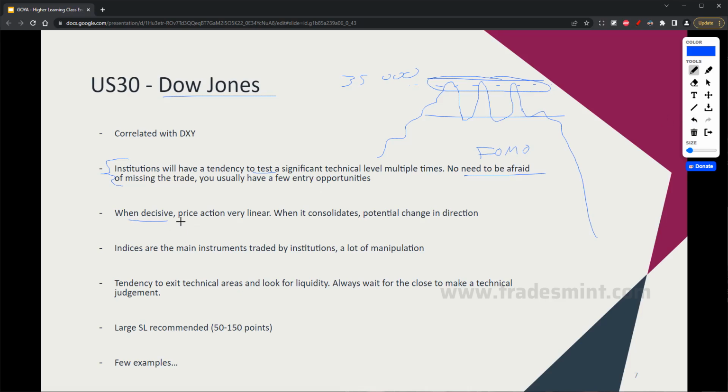When decisive, the price action is very linear, and when it consolidates, that means there's a potential change in direction. Okay, so another great thing about the Dow is when it's decisive, when it's basically trending. Once we have the end of the consolidation and it's moving, usually the price action is going to be very, very linear. Okay, same thing as with gold. That's why I like to trade them, because you can accumulate a few positions. You can have 2, 3, 4 positions on a large 4-hour swing on the Dow Jones if you want.